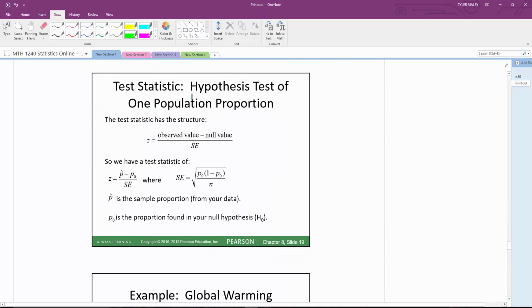My test statistic that we can use is z, if we have a normal distribution, as we've been doing before. The test statistic always has this structure: z equals my observed value minus my null value, divided by my standard error. So we can say z equals p hat minus p0, divided by the standard error. We're told here what p hat and p sub 0 are. p hat is the sample proportion from our data, and p naught is the proportion found in your null hypothesis.